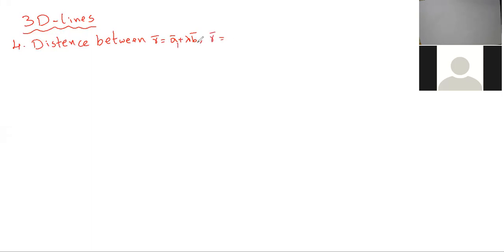This is A1 bar plus lambda B1 bar. R bar is equal to A2 bar plus mu B2 bar. D is equal to A2 minus A1 dot B1 cross B2 by mod B1 cross B2. This is the distance between the skew lines.